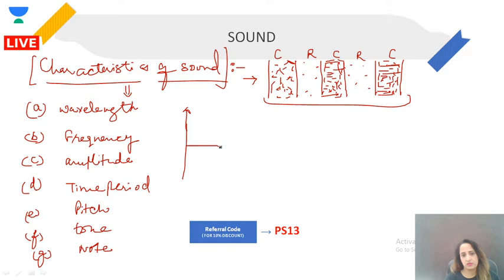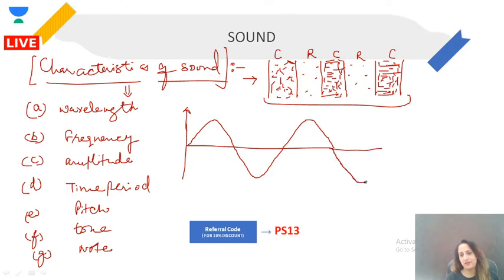I had to draw it. Okay, so thank God I've drawn it well. Okay, so we have it over here, and yeah, so this is a sound wave.